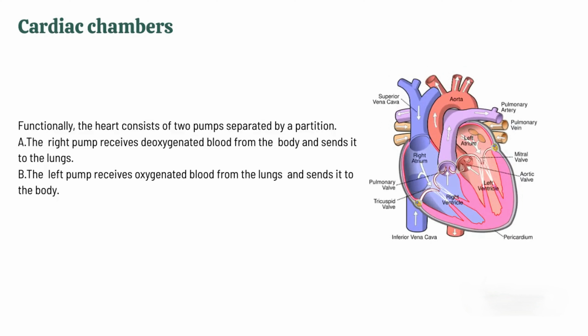Cardiac chambers. Functionally, the heart consists of 2 pumps separated by a partition. A. The right pump receives deoxygenated blood from the body and sends it to the lungs. B. The left pump receives oxygenated blood from the lungs and sends it to the body.